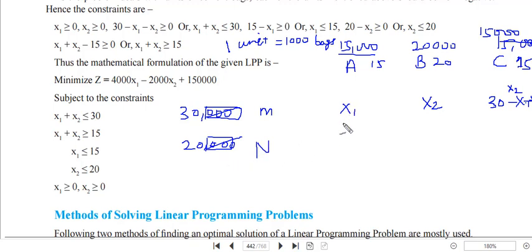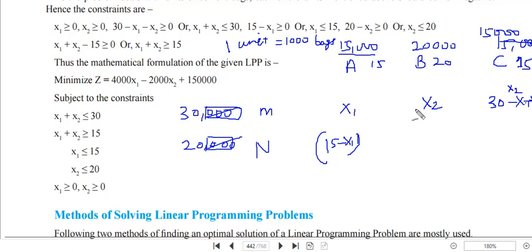Again, center A has the requirement of 15 units only, out of which X1 is already supplied by the M center. Now to fulfill the requirement, how much should center N supply? It should supply only 15 minus X1. Okay, so this 15 unit requirement will be fulfilled.